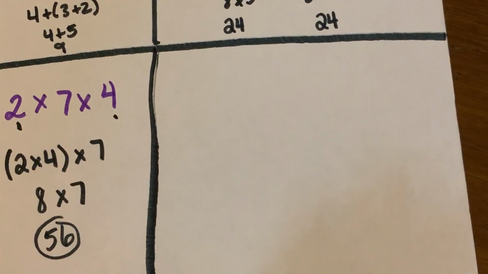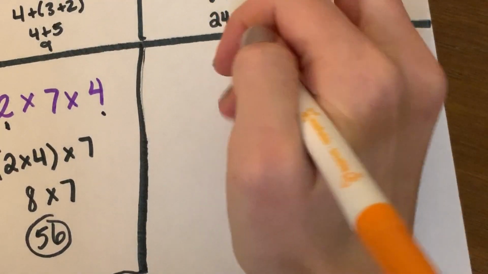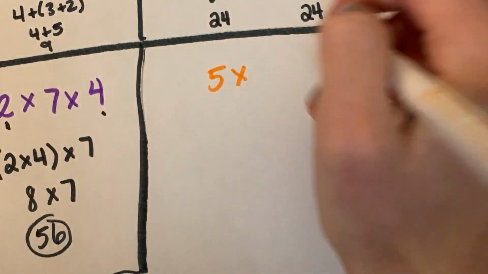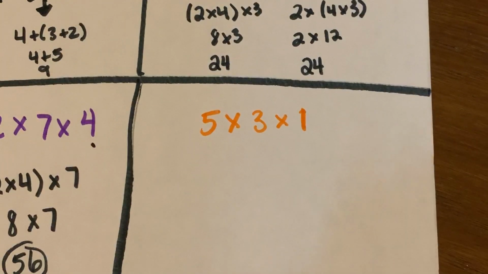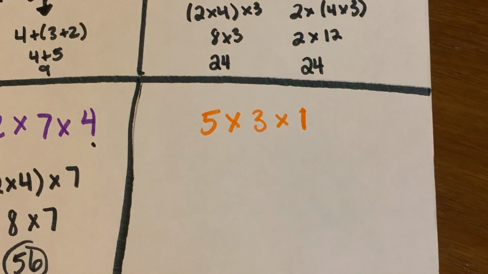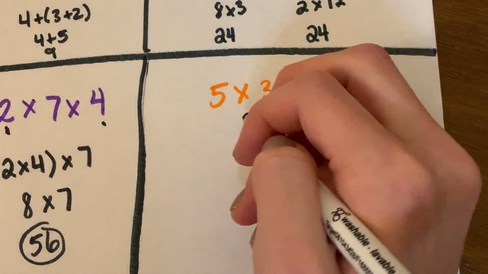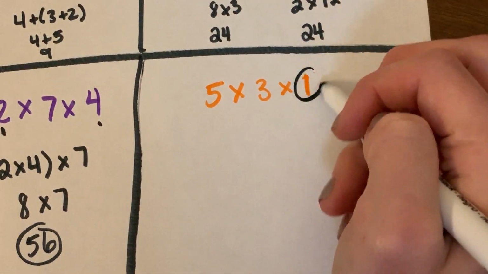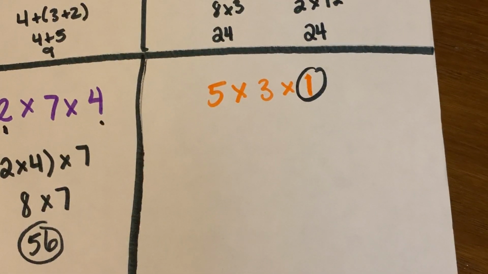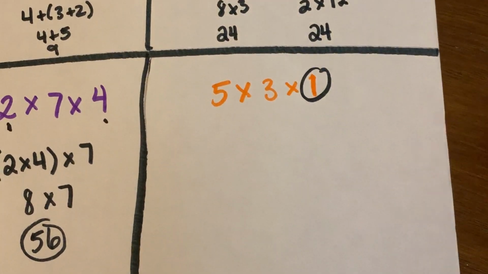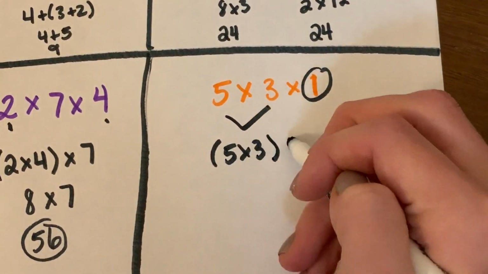Okay, let's do one more where you've got all the numbers. Say you had 5 times 3 times 1. Go ahead and give that one a go. So there are many ways that I could approach this one. I see that times 1 there, so I feel like I'm safe to multiply whatever I want first, because I know that whatever it is, it's just going to be times 1.